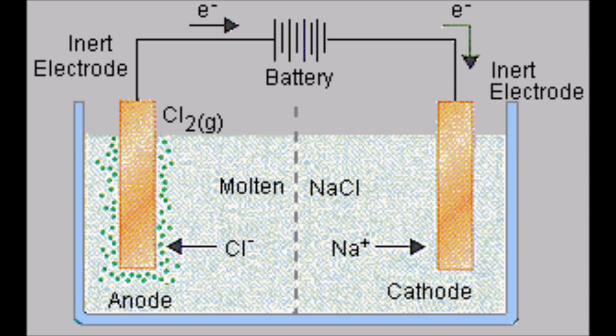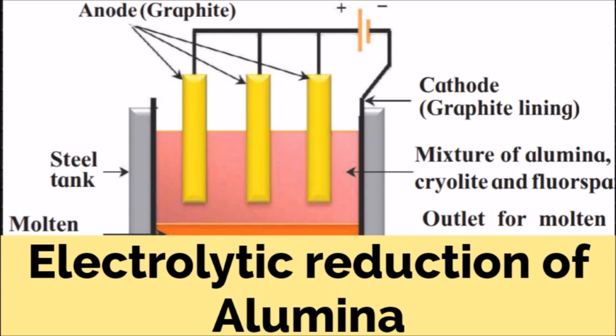The metals are deposited at the cathode, which is the negatively charged electrode, whereas chlorine is liberated at the anode, which is the positively charged electrode. Similarly, aluminium is obtained by electrolytic reduction of aluminium oxide.